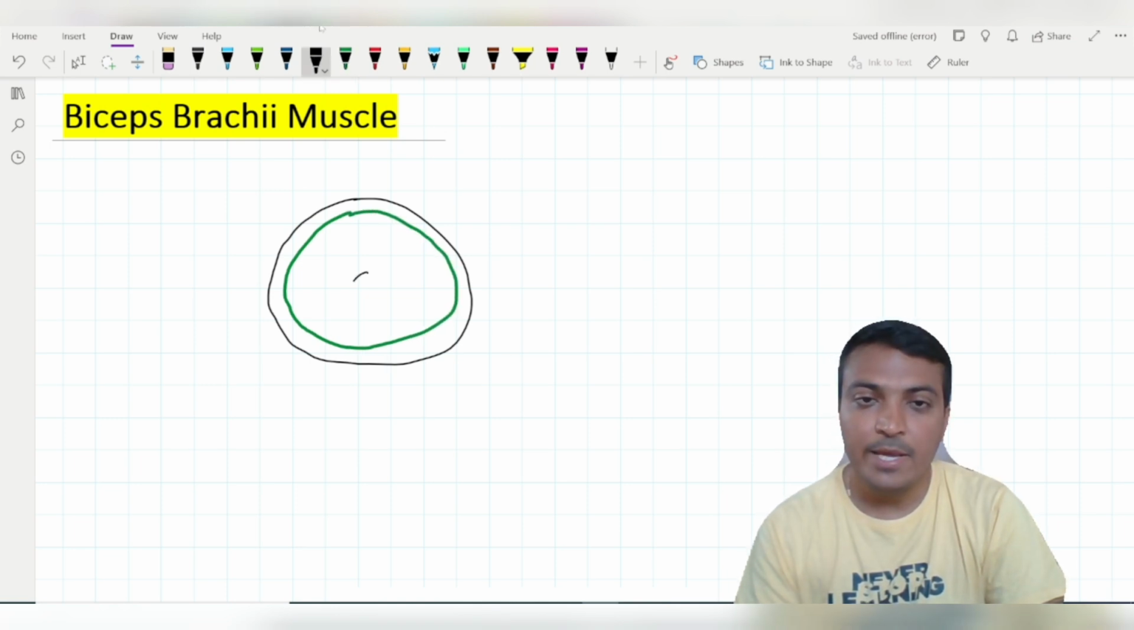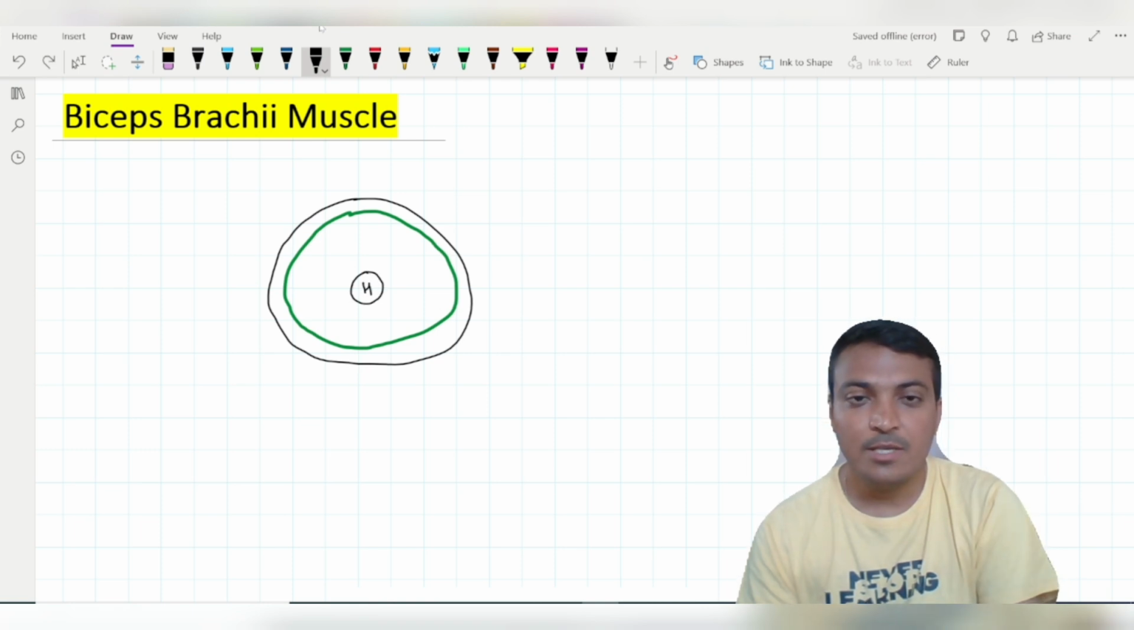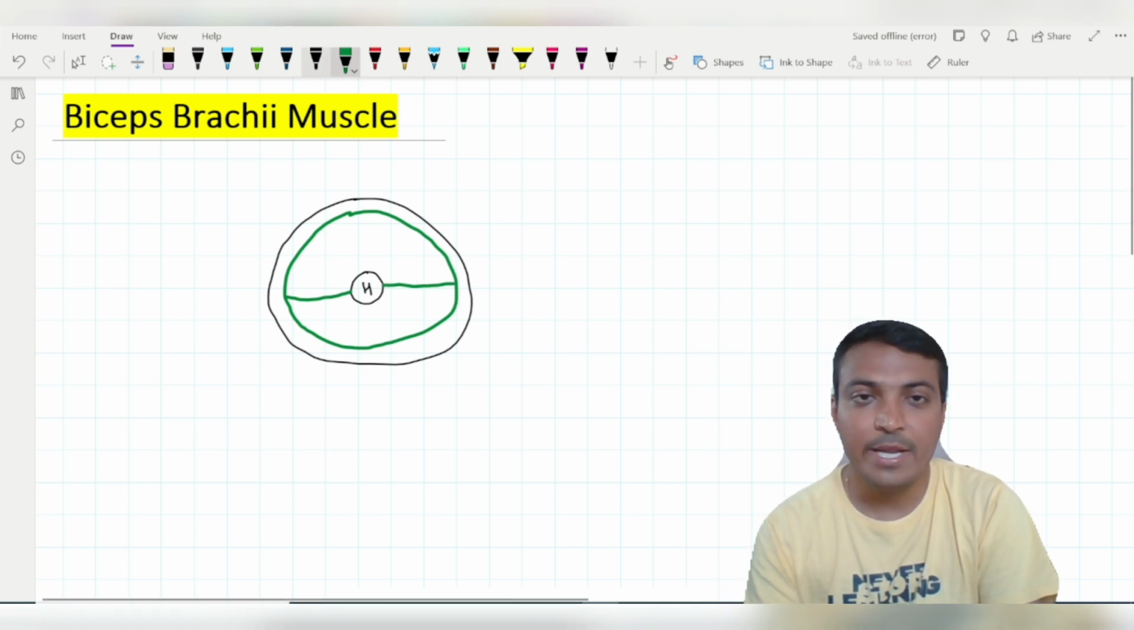and most deeply the humerus bone lies. So this one is the transverse section of the arm. From the humerus, the extension of the deep fascia reaches up to the medial border and the lateral border respectively. And that extension is called the medial intermuscular septum and the lateral intermuscular septum.